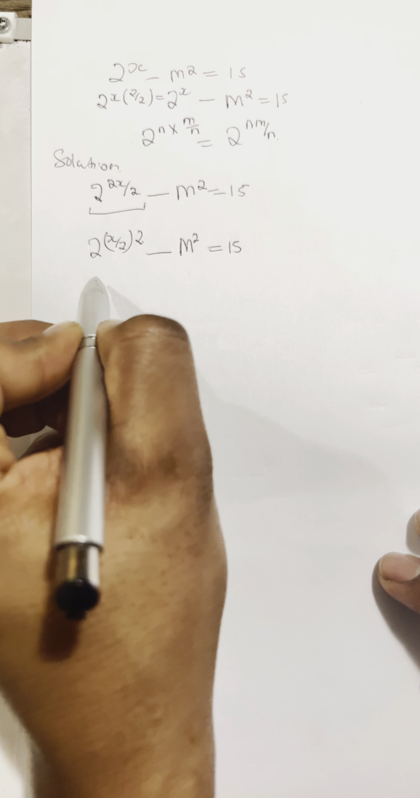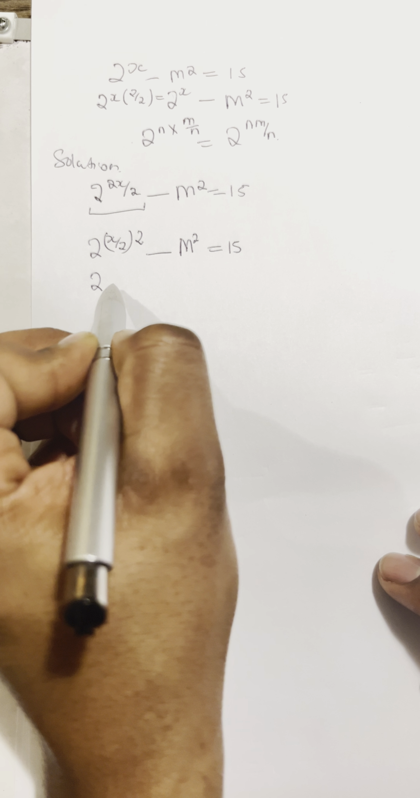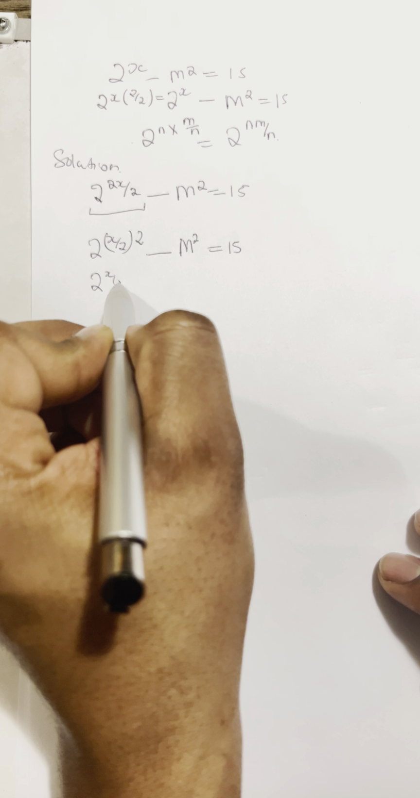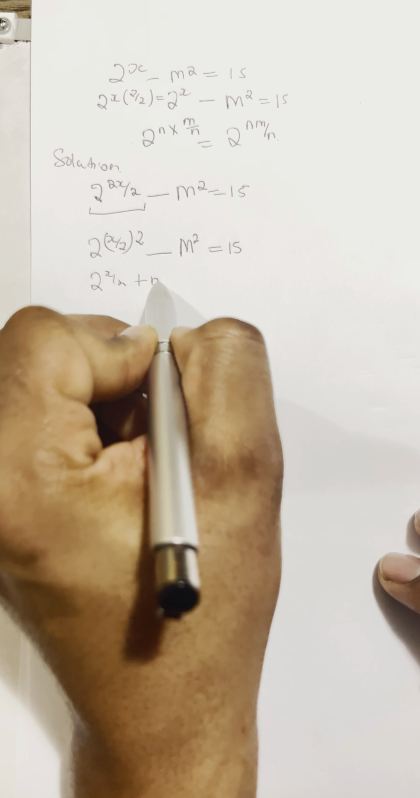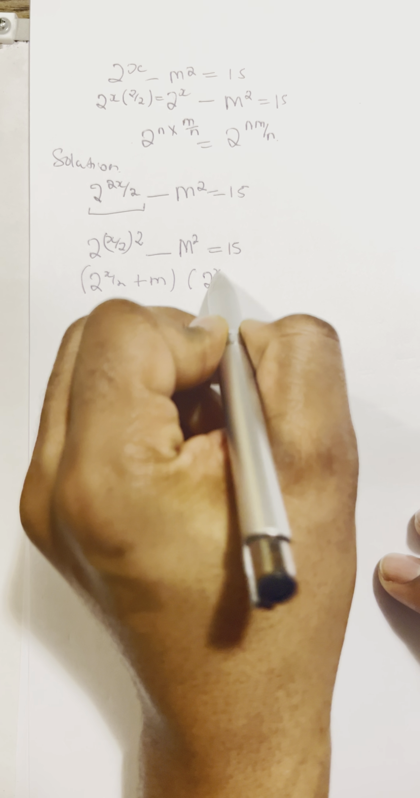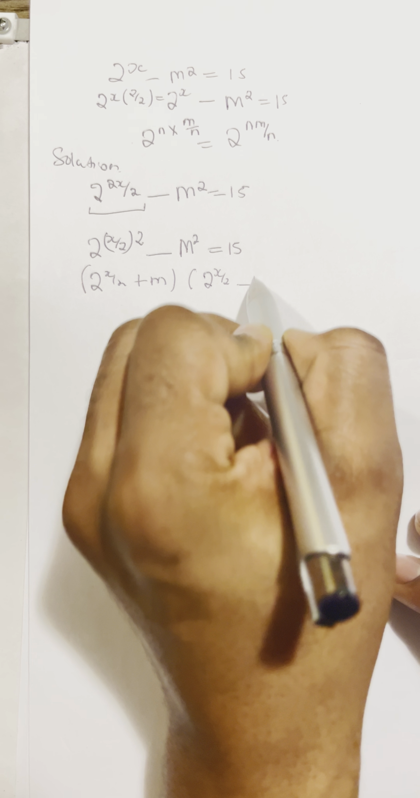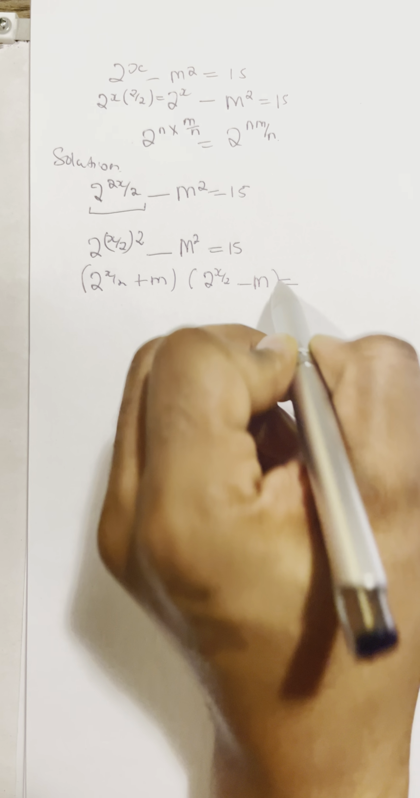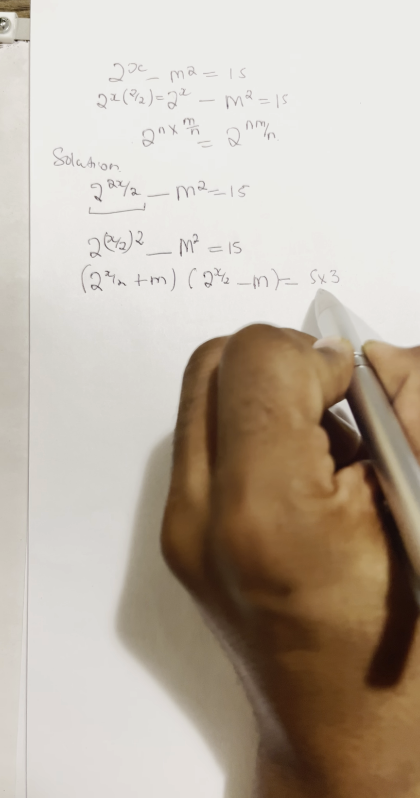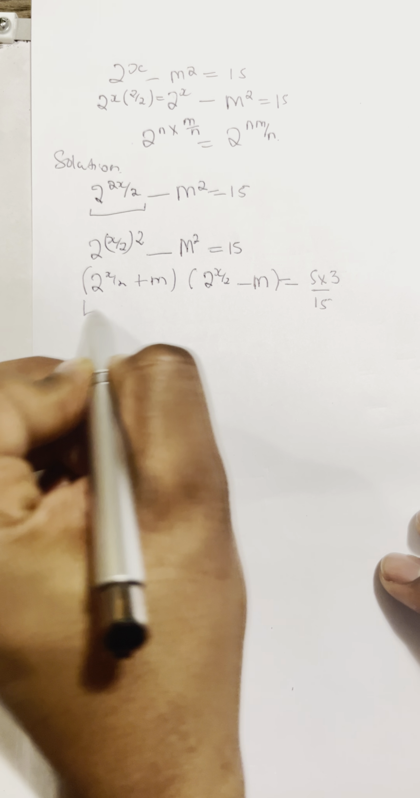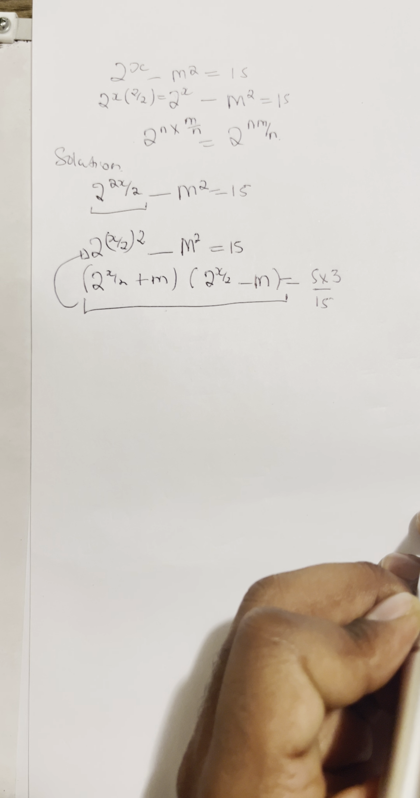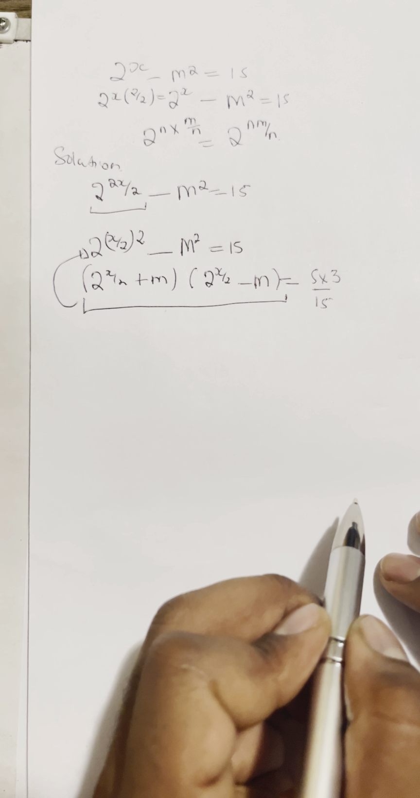So, we'll say 2^(x/2) plus m, and then 2^(x/2) minus m is equals to 5 times 3. This is equals to 15, and this can take us back to this. All right, let's see now what do we have.